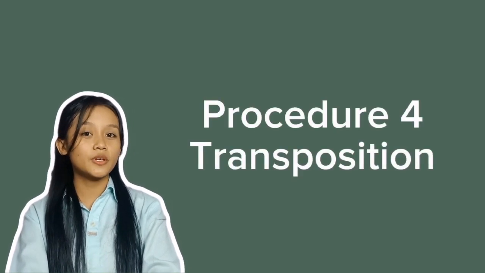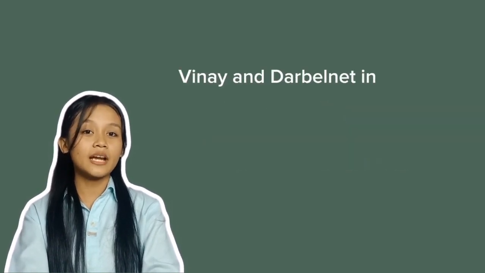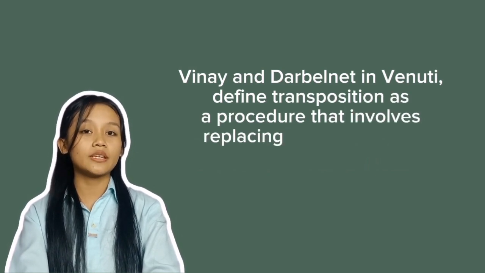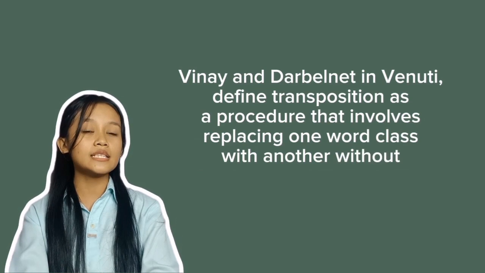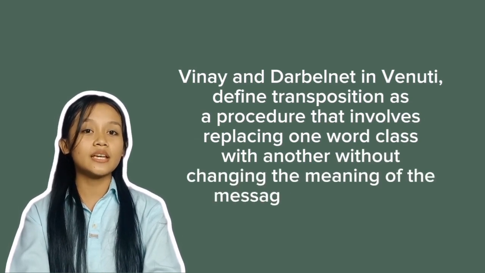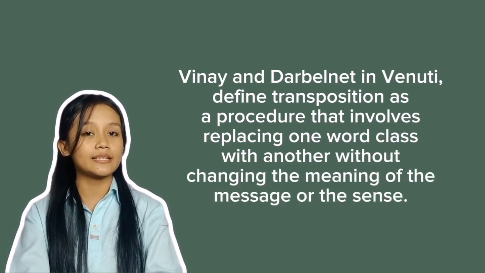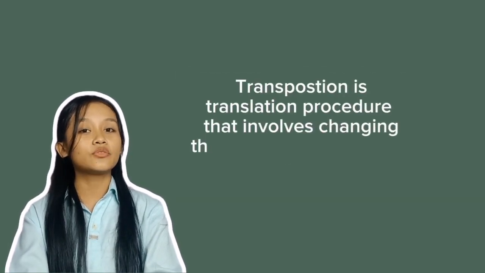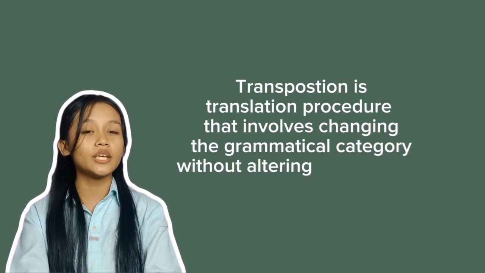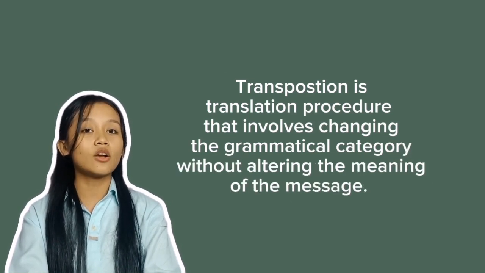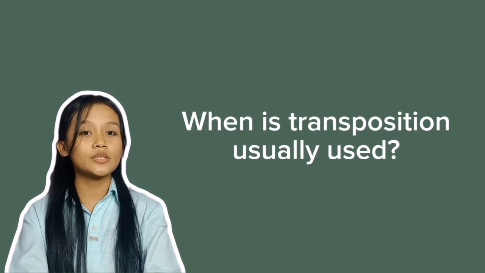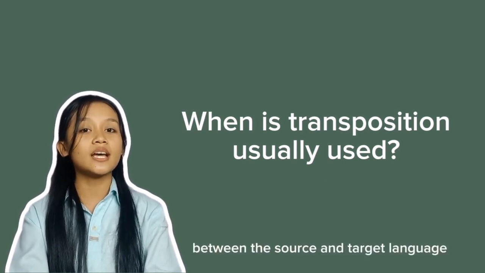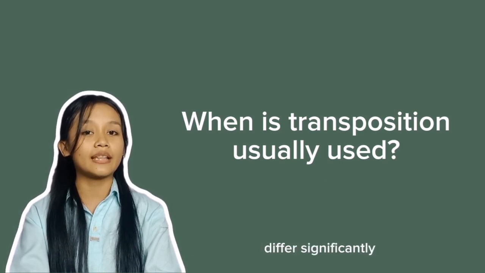Procedure 4. Transposition. According to Vinay and Darbelnet in Venuti, transposition is a procedure that involves replacing one word class with another without changing the meaning of the message. Transposition is a translation procedure that involves changing the grammatical category without altering the meaning of the message. This procedure is often used when the grammatical structure between the source and target language differ significantly.